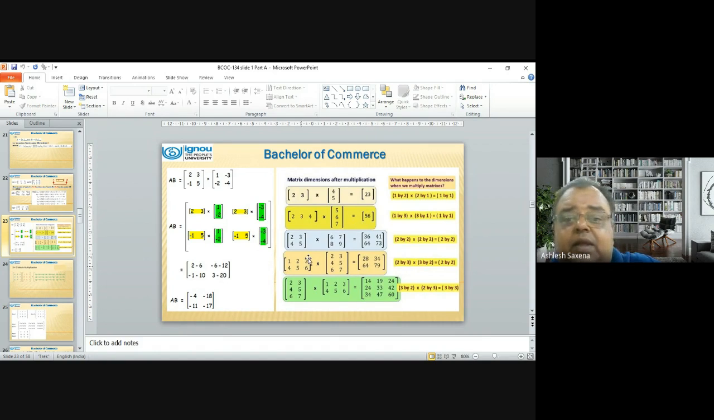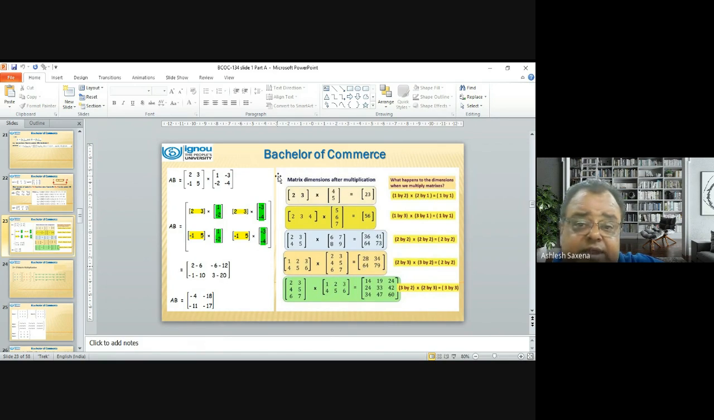Now, another thing is a 2 by 2 matrix multiplied by a 2 by 2. Your answer will be a 2 by 2 matrix. This is a 2 by 3 matrix multiplying by a 3 by 2 matrix. Your answer will be a 2 by 2 matrix. You can see over here. Now here, 3 by 2 multiplied by 2 by 3. Your answer will be a 3 by 3 matrix.